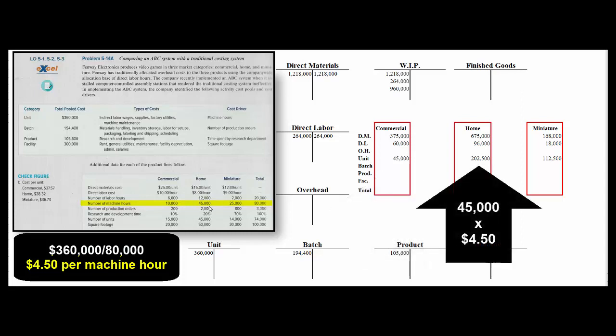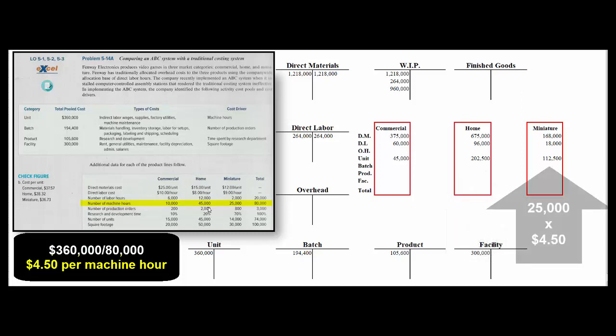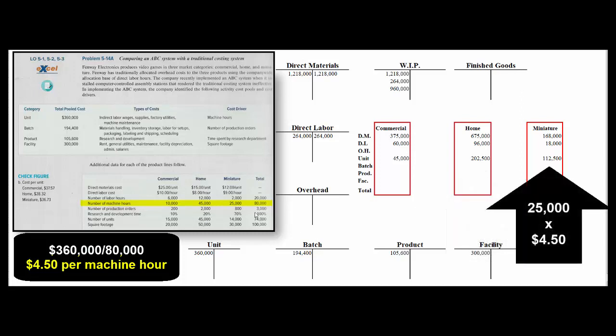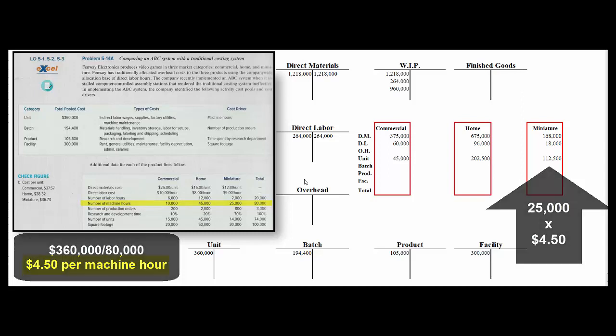The home product has 45,000. 45,000 times that $4.50 is $202,500. And the miniature product has 25,000 hours of machine time. Times that $4.50 gives us $112,500.